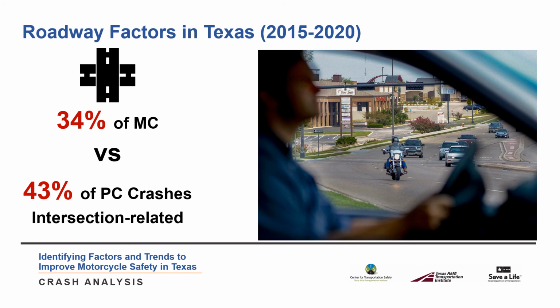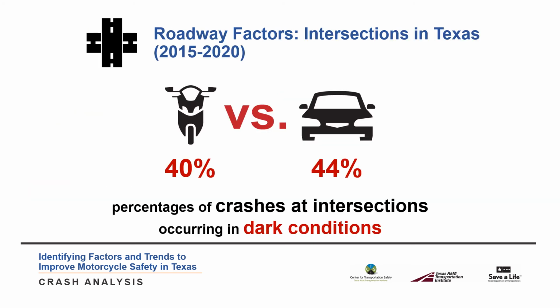Over 1/3 of our motorcycle crashes occurred at an intersection or were intersection related. This proportion was even higher among passenger car crashes at 43%. Both of these statistics show us how important intersections are when we're looking at crashes. We will continue to look at some intersection statistics on the next slide.